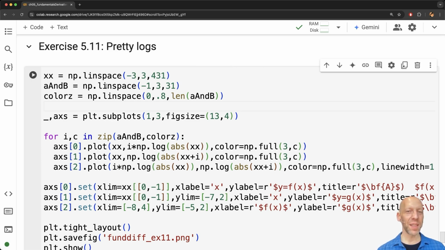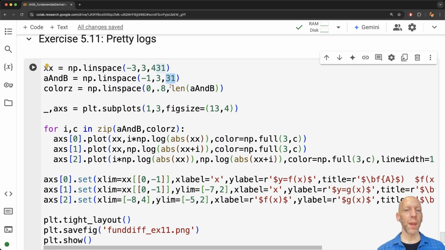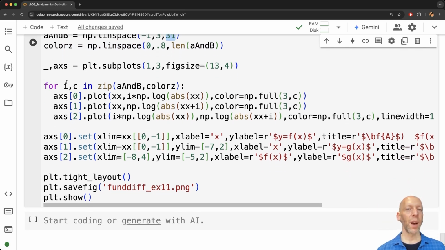So here is where I specify the numerical values of x. Here are the values for a and b, so 31 steps between -1 and 3. And this is where I define the color values. So it's going to range from 0 to 0.8. These are the grayscale values, in length of a and b, which is 31. So here I have a for loop. I'm looping over the colors and the a and b parameters.